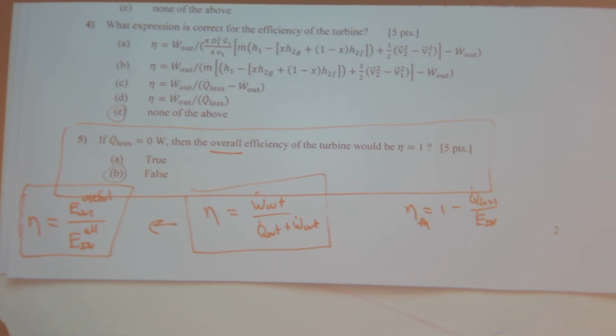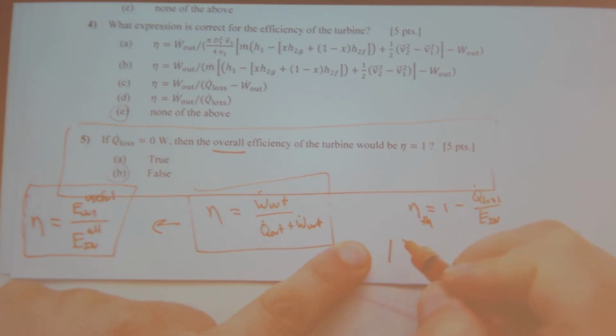But wouldn't that be the case if Q dot was 0? No, because you can still have... In terms of the turbine, the useful energy isn't the gas coming out. The turbine is providing shaft work out. Because that word is overall instead of thermal, that's what makes it false.